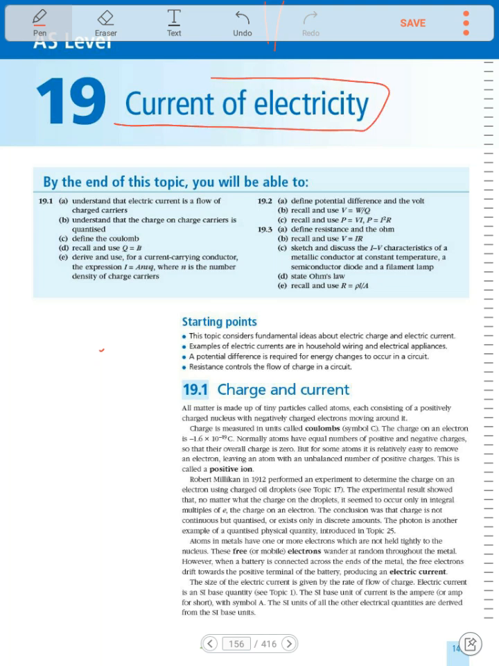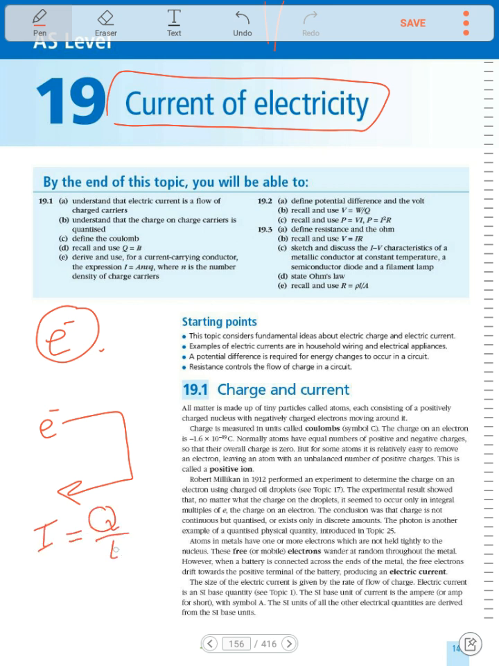Let's start with current of electricity. After we talked about the electrons in the past chapter, now we will talk about the movement of the charge. When a charge starts to move through a wire, we have a current. Current is charge per unit time, or the rate of movement of charge per unit time.